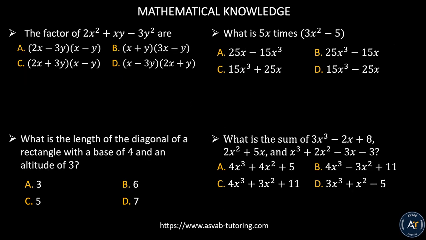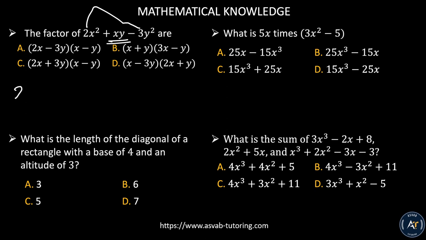The factor of 2x square plus xy minus 3y square. Follow exactly the same way. Multiply 3 times 2 is 6. So you have to split the middle term in terms of 6. When you multiply, it gives you 6, and if you add or subtract, it gives you 1. So you have to do it that way.